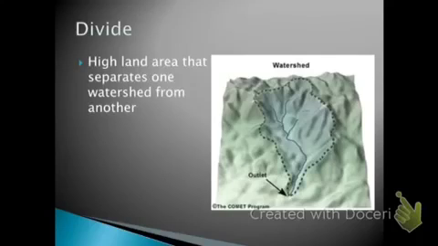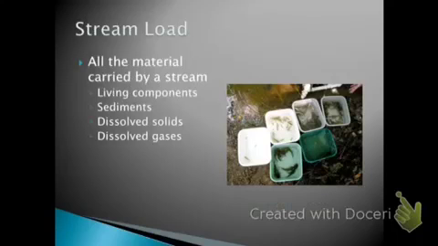A divide is the highland area that separates one watershed from another. The continental divide, one of the biggest examples in North America, separates everything that flows into the Mississippi River from everything that flows into the Pacific Ocean. You can look that up on Google. Just Google continental divide, and it can show you a map of where that is.